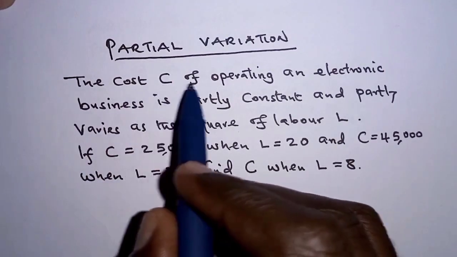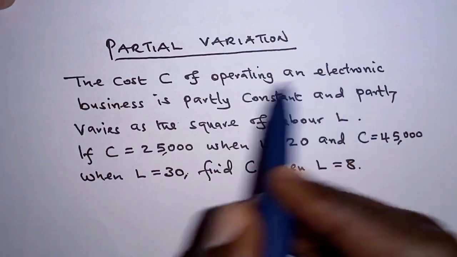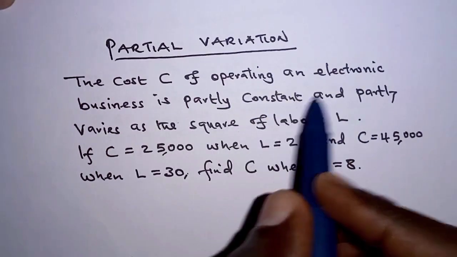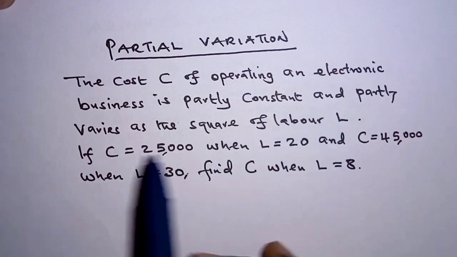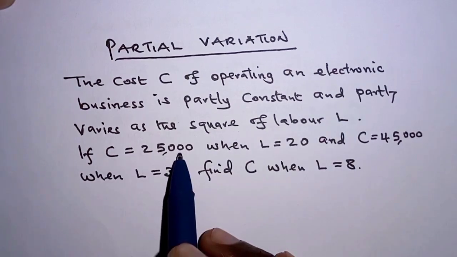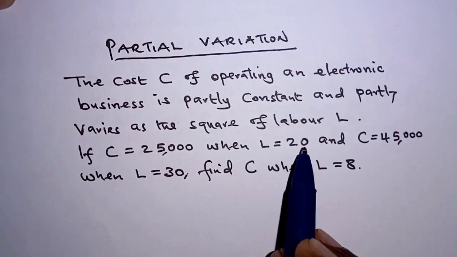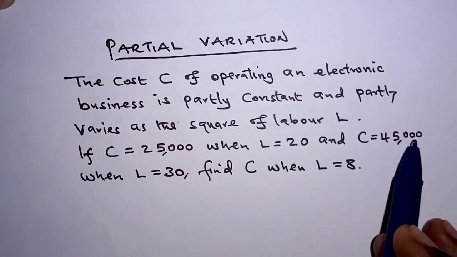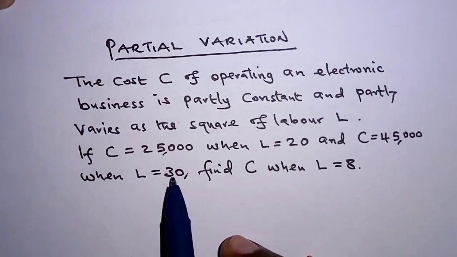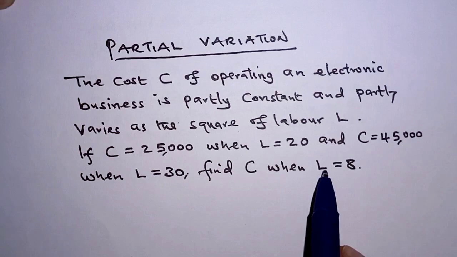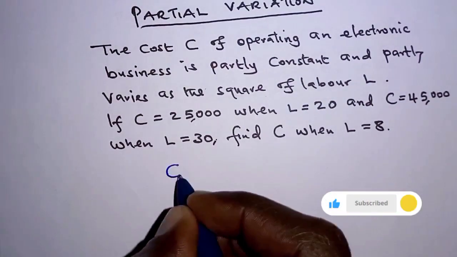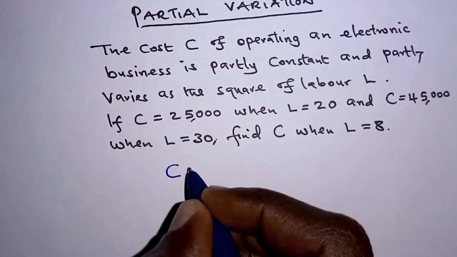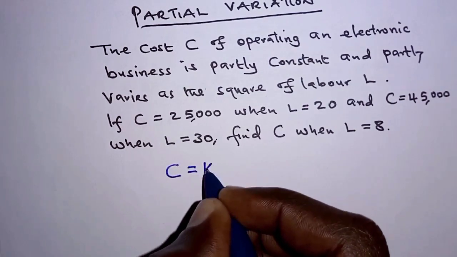The cost C of operating an electronic business is partly constant and partly varies as the square of labor L. If C is 25,000 when L is 20 and C is 45,000 when L is 30, find C when L is 8. We are told that C is partly constant, so we'll have it as equal to a constant K.